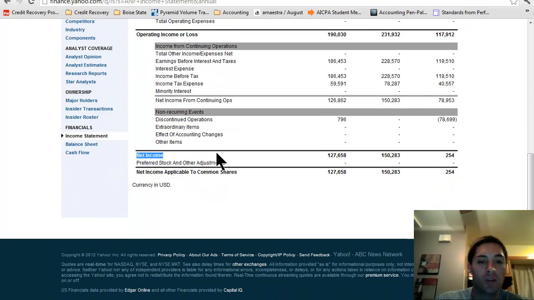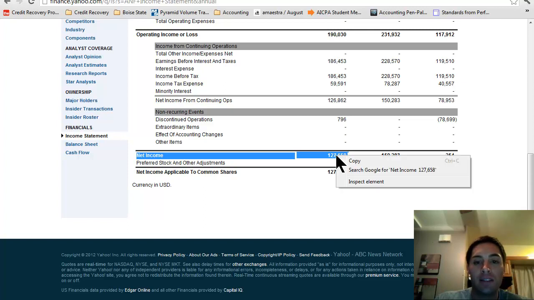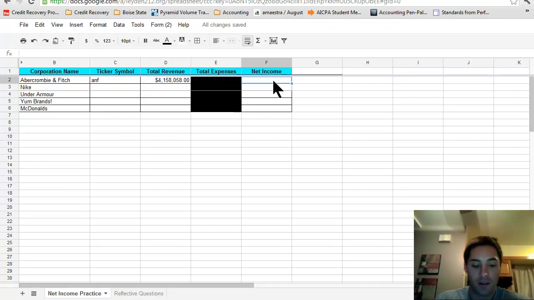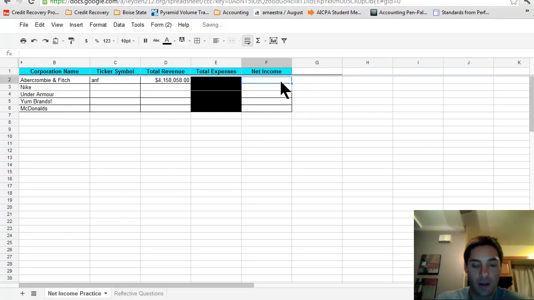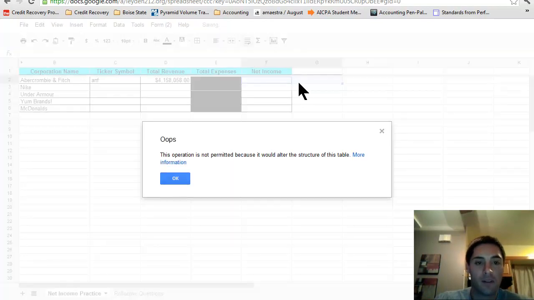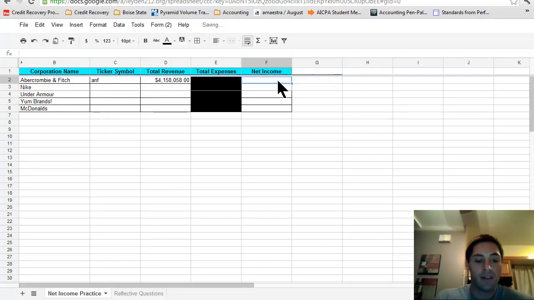This shows us their net income. Okay, that's not 127,000. That would be 127,658,000. We're just going to copy and paste that here. Oh, try it again. All right, I'm just going to manually enter it in here. 127,000. I think it was 458 million.